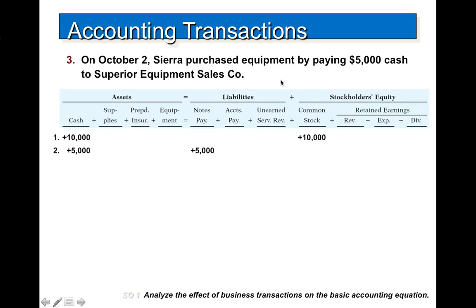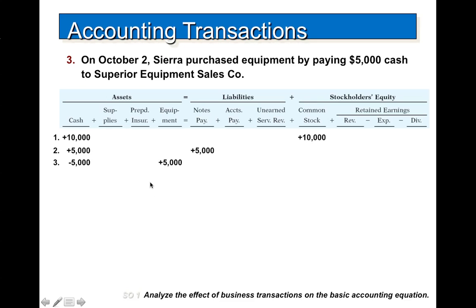On October 2nd, Sierra purchased equipment by paying $5,000 cash to Superior Equipment Sales Company. The accounts that are affected, we have our cash, and we're going to use equipment because we are paying cash for the equipment. Equipment increases because we have more equipment. Whenever you pay cash, cash comes out of your pocket, you have less cash. It's the same way with a business. So on this one, we subtract the $5,000 from cash, add it to equipment. If we were to add these up, it would still be 15,000 equals 15,000.